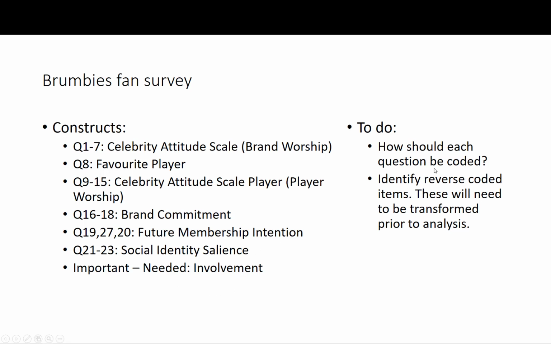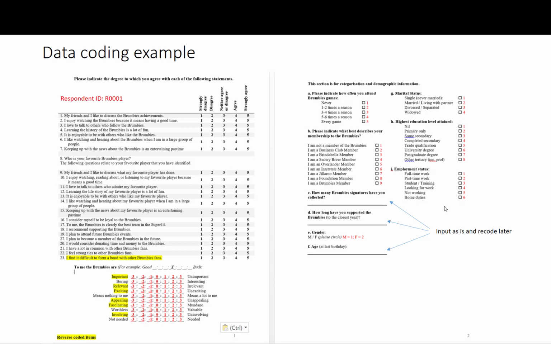So the question now is, how should each of these questions be coded? And also I need to identify questions that are currently reverse coded, as in they're asked in a negative way. So these need to be transformed so that they are consistent with the questions around them in order for analysis to be performed. So what does this look like? Well, because I incorporated coding already, my questions 1 to 23 are already coded as part of the design, so I don't need to do anything.